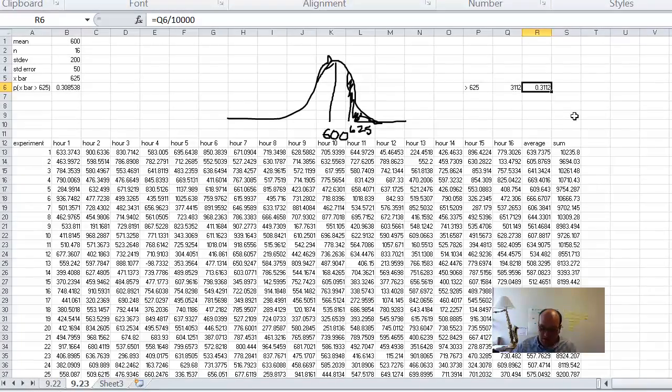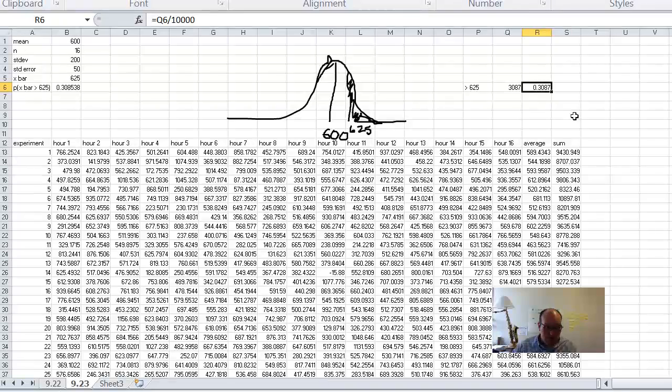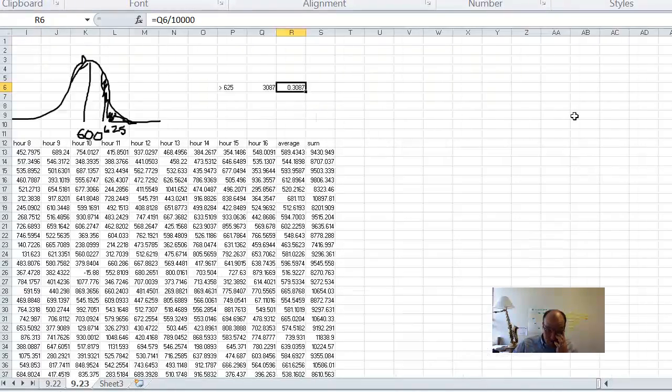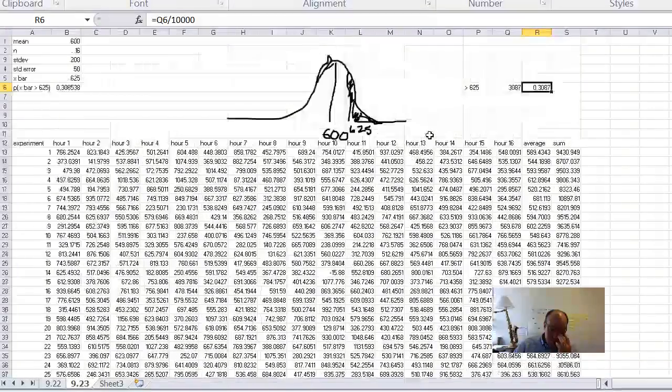If I hit F9, that number will change just a little bit every time I hit F9. So there, that one's really close. I like that one. So there you have it. That's all that we're really finding.